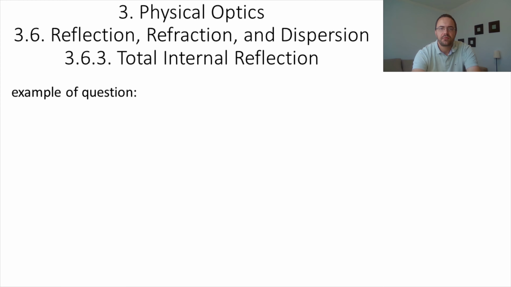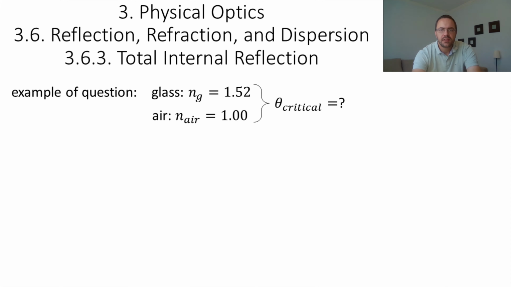So let's do an example of question. Let's say that you have an interface between glass with a refraction index of 1.52 and air with a refraction index of 1.0. What is the critical angle for total internal reflection in this case?